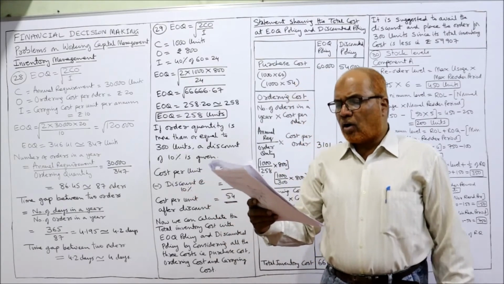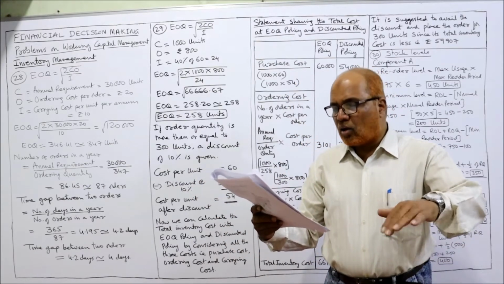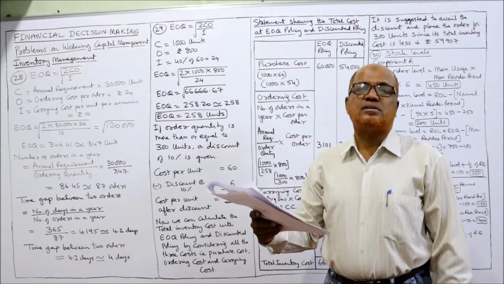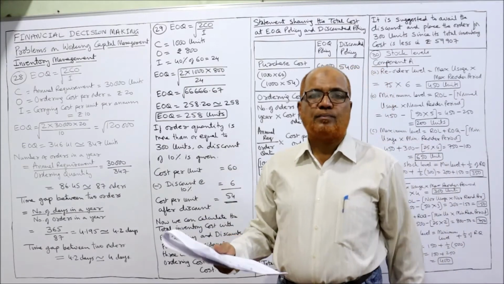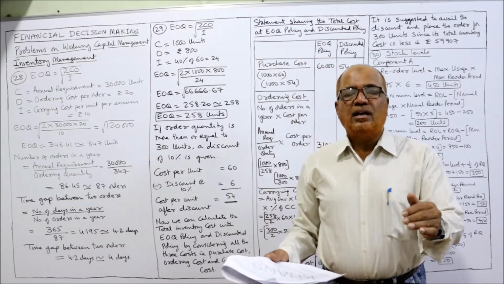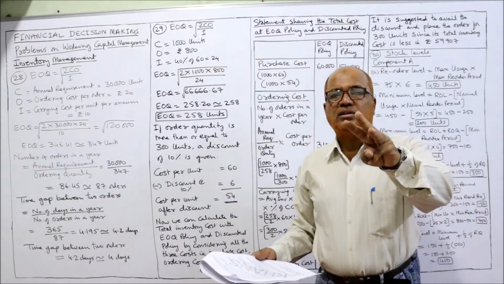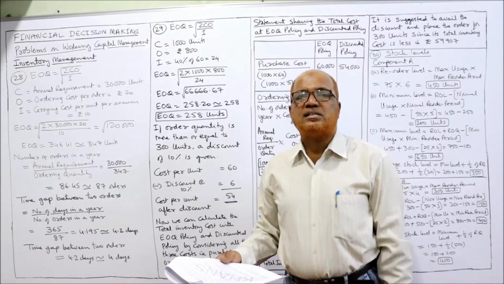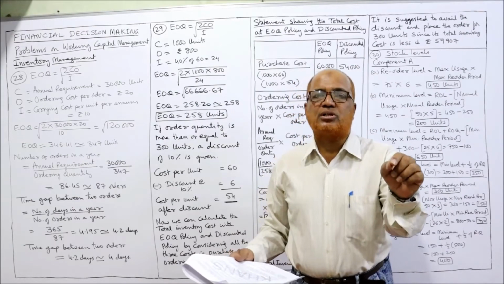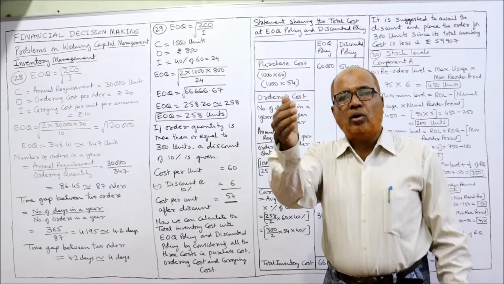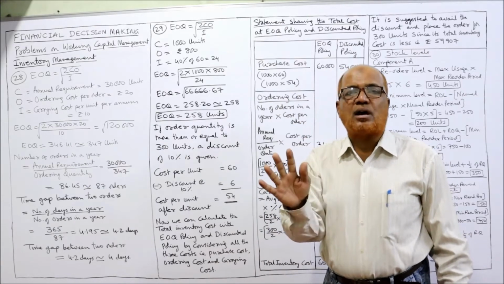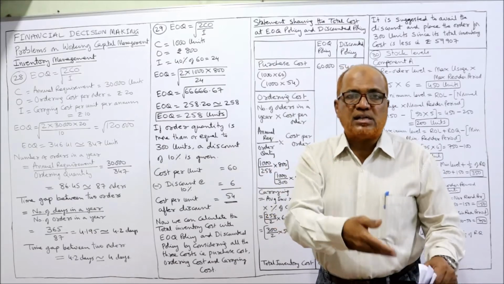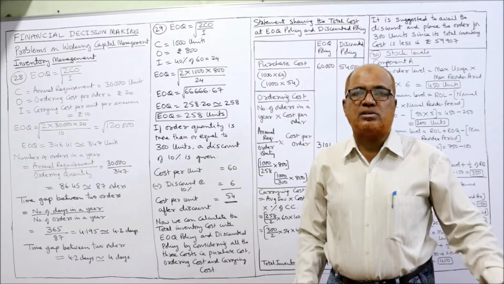Now, if the order quantity is more than or equal to 300 units, a discount of 10% is given. This is the new point. The supplier says if we order a quantity of 300 units or more, the supplier is offering us a discount of 10%. If we make an order below 300 units, no discount. If we make an order for 300 or more, there is a discount of 10%.